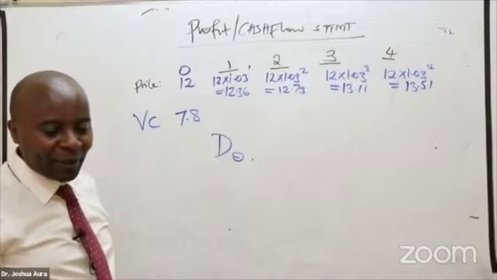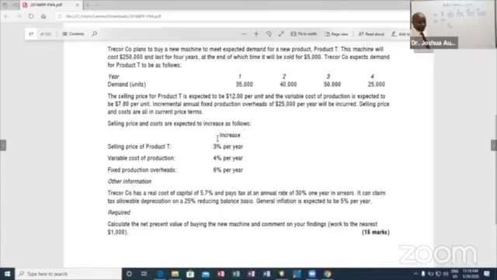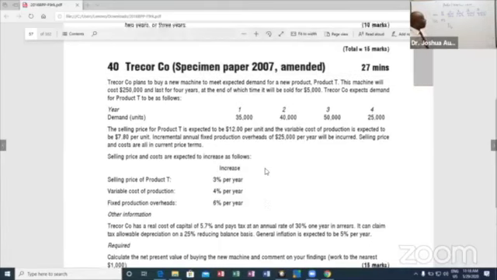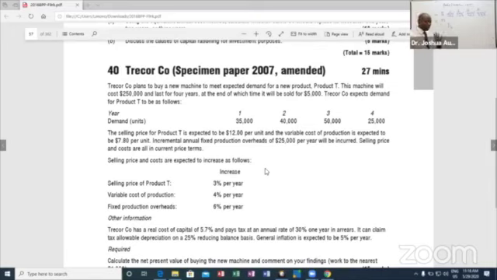Let's pin the question there. Very good. So the variable cost given in paragraph number 2 is 7.8 per watt year per unit. And then you can see the next paragraph is talking about how variable cost will change, of which they have told us that the variable cost of production will increase by 4% every year.